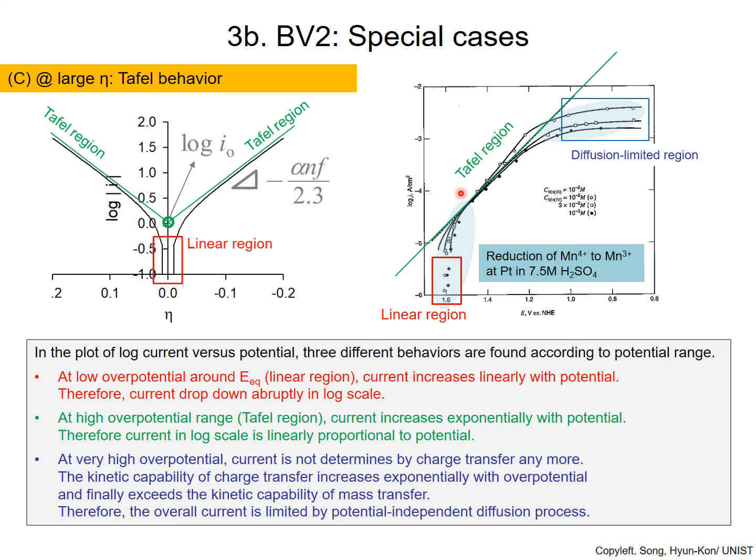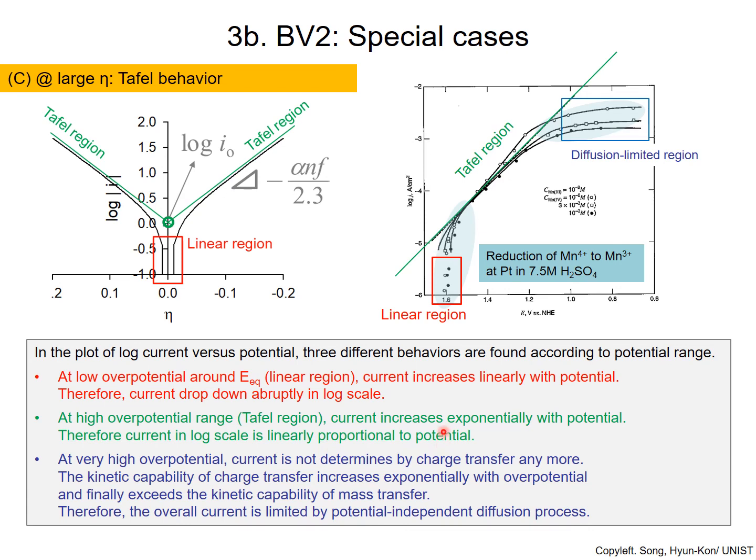Then let's go to the Tafel region. At high overpotential range, or Tafel region, current increases exponentially with potential in the linear current versus potential curve. Therefore, current in log scale here is linearly proportional to potential.